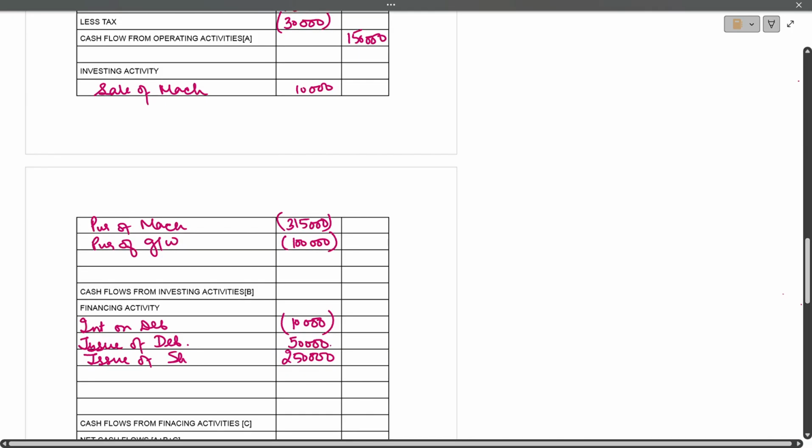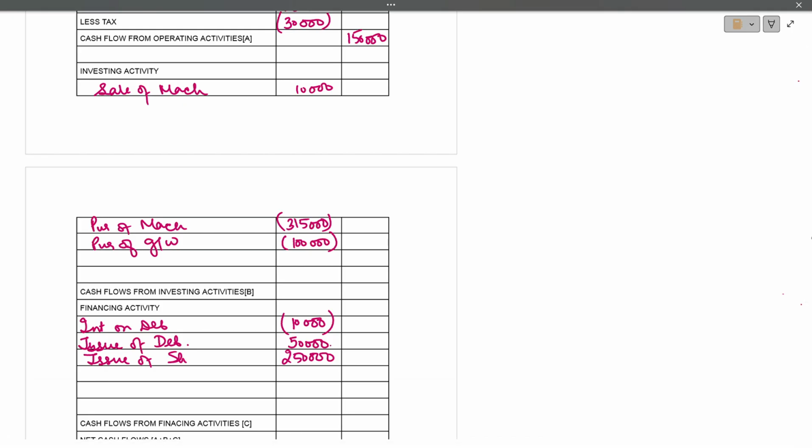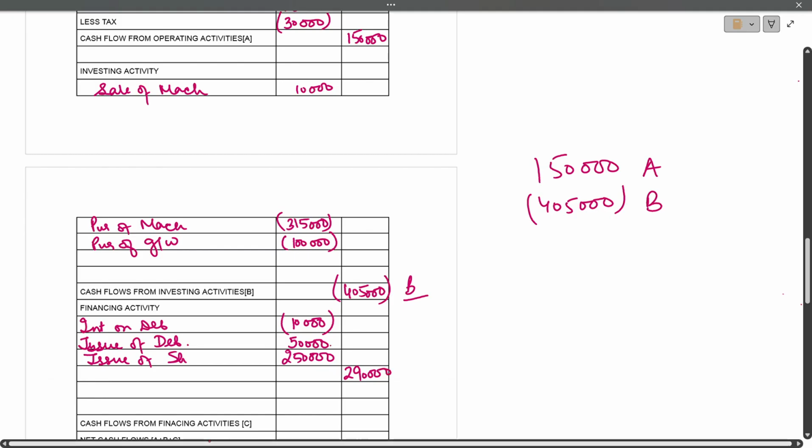In B, two negative things are there. 4,15,000 minus 10,000 is 4,05,000, but answer is negative. That's cash used. So I had 1,50,000 A. My B is negative 4,05,000. Let me see what my C is. 250 plus 50, 3 lakh minus 10,000, 2,90,000 is my C, cash flows from financing activities.